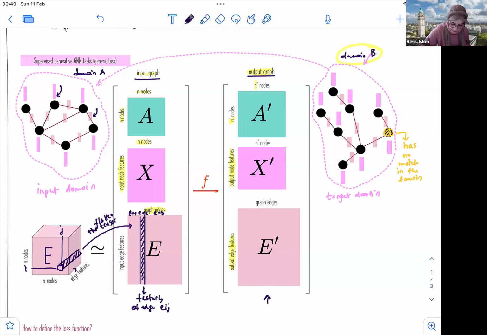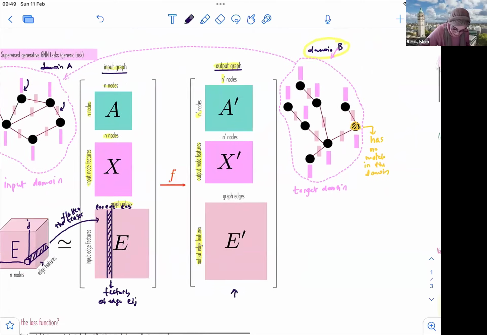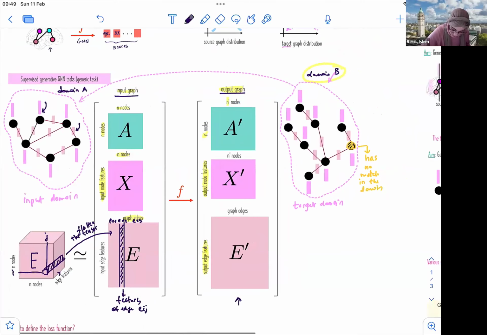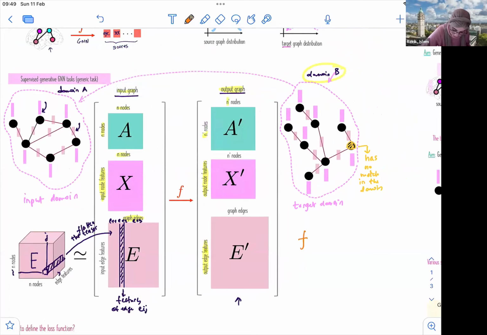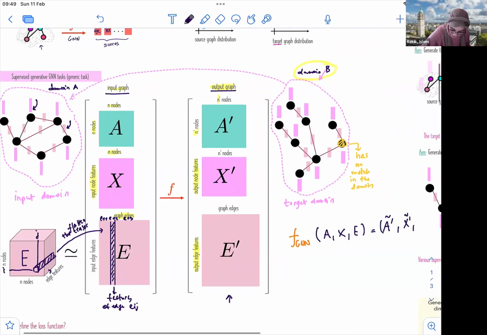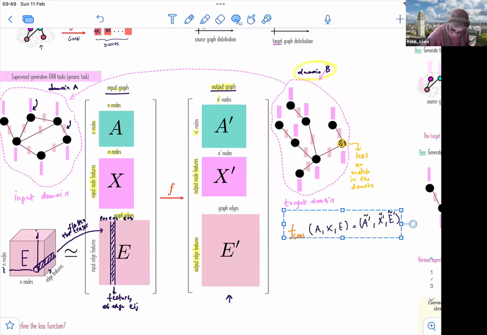So here, if we write it mathematically, what we are trying to do is learn a mapping, a neural network, a GNN, that takes as input A, X, and E, and outputs the predictions A tilde, X tilde, and E tilde. So these are our predictions here.